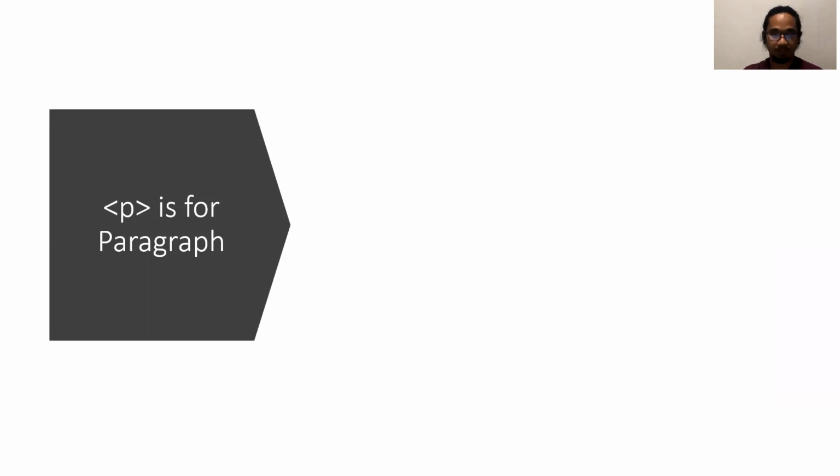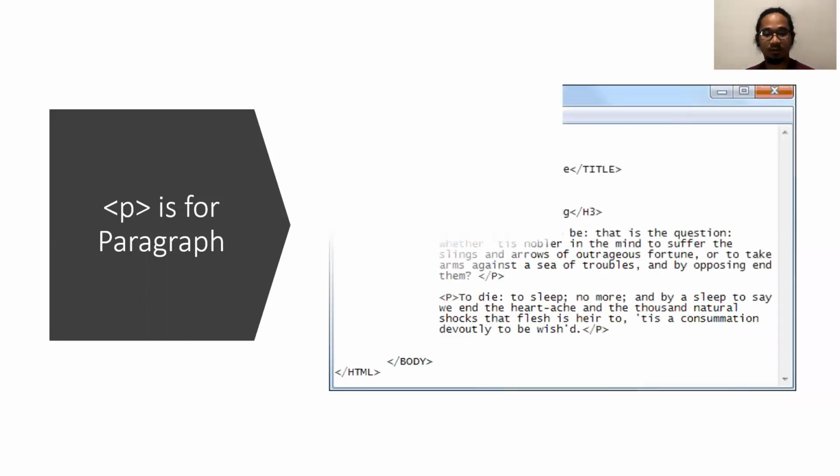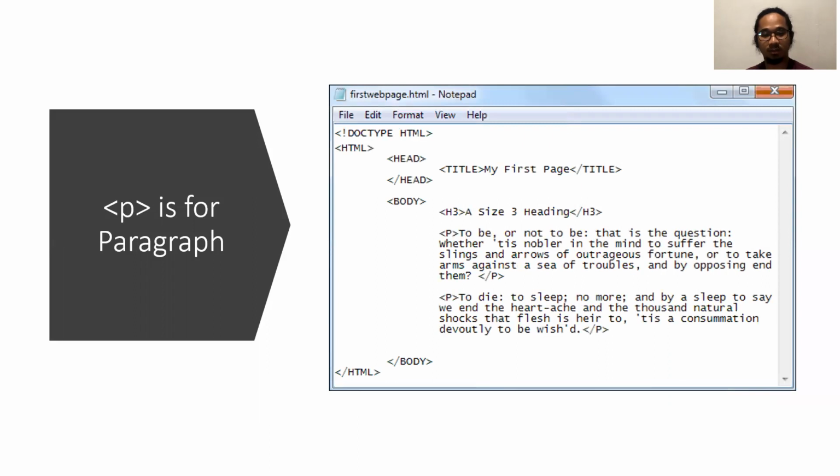P is for paragraph. The P tag defines a paragraph. Paragraphs are usually represented in visual media as blocks of text separated from adjacent blocks by blank lines and/or first line indentation. But an HTML paragraph can be a structural grouping of related content such as images or form fields.